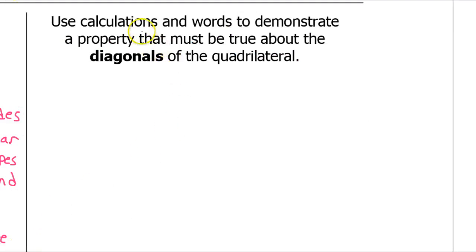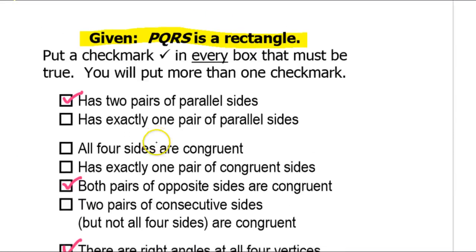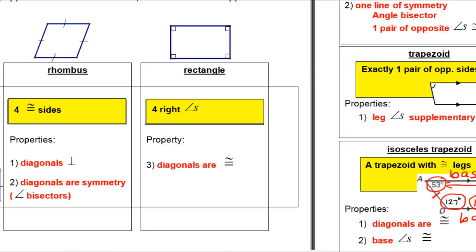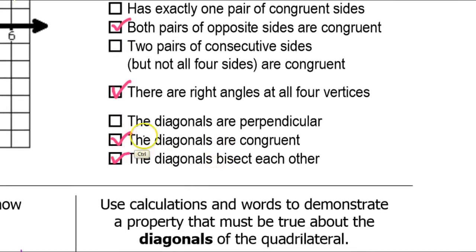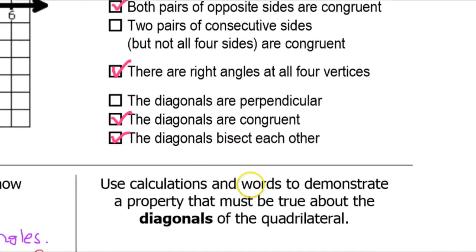So next we must use calculations and words to demonstrate a property that must be true about the diagonals of the quadrilateral. Okay, so this is a rectangle, and the one special property of a rectangle is that the diagonals are congruent. So that's what we're trying to prove.